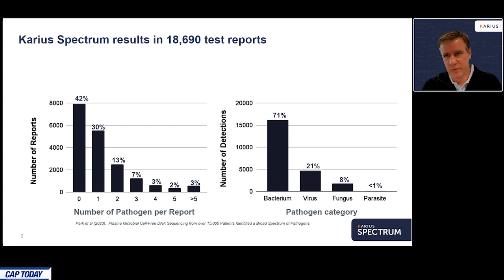Among the 60% of reports that are positive, about half of them have only a single pathogen, and then there's roughly a twofold decrease in the number of reports with 2 or 3 or 4 pathogens. And not surprisingly, if we look at the superkingdom distribution, most of the microbes on the positive reports are bacterium, with about 20% viruses, 8% fungi, and some very impactful parasitic infections identified as well.